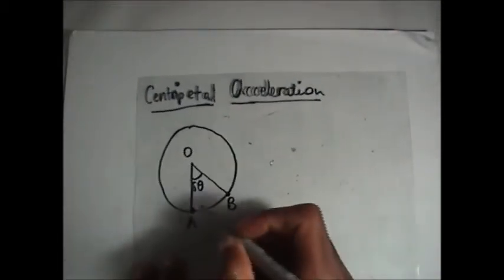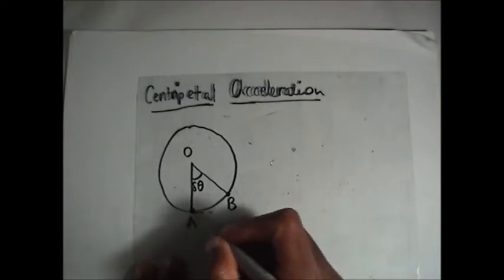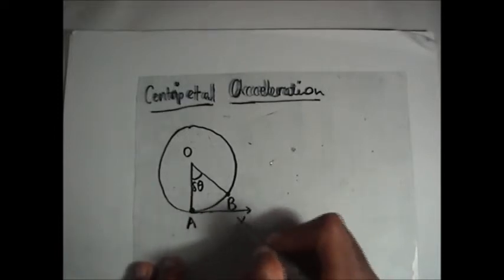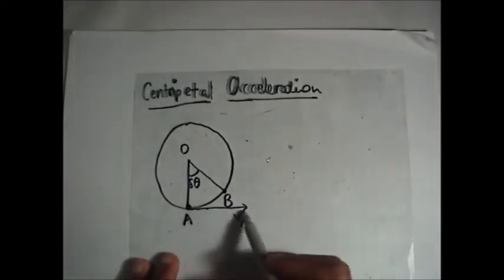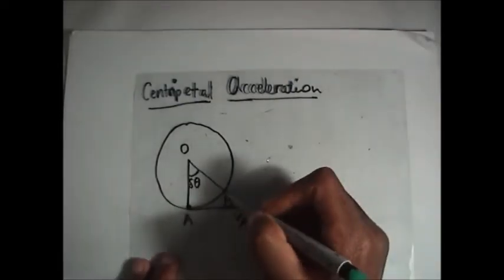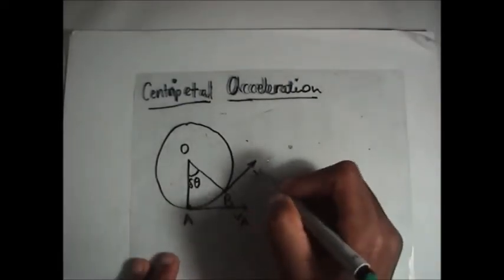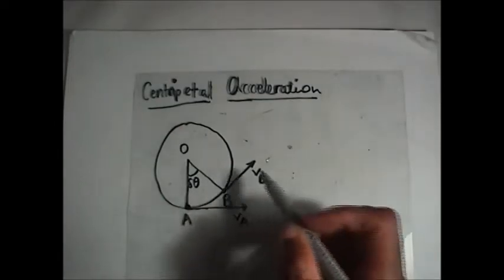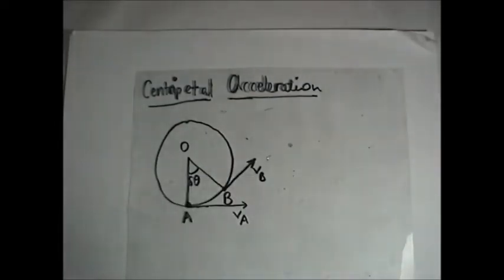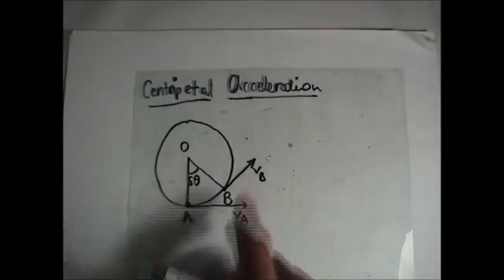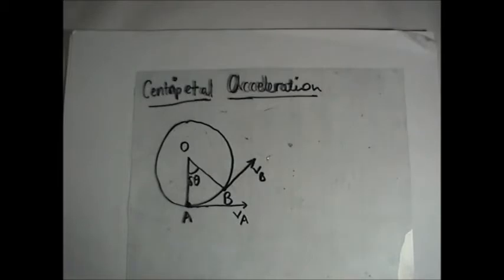Because you know acceleration is the rate of change of velocity. So if you can get the velocity and get that changes, then you can get our acceleration. So at this point here, velocity will be like this, tangential to the circle in this direction. And at B, velocity at B, I'm going to denote it VB. It will be in that direction. So this one is VA, that one is VB.